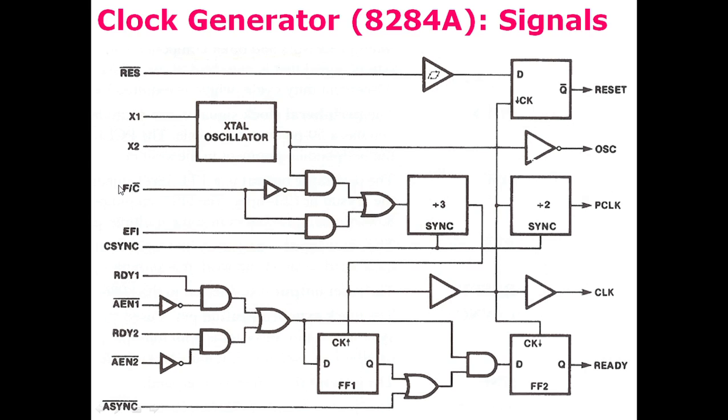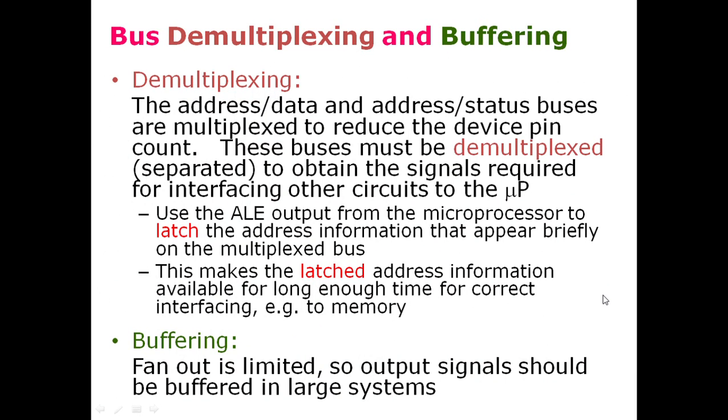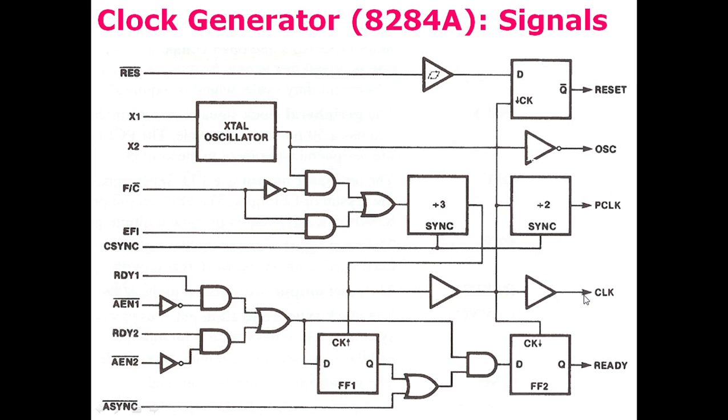So when F is 1, the external frequency input is chosen. When this input is 0, then the crystal input is taken, and this clock synchronization input is connected to 0 when the external frequency input is not used, as we saw on the previous slide. Okay, so when the signal is received, this is divided by 3, and then passed through a buffer and connected with the clock output, and this clock is given as an input to the microprocessor that we saw on the previous slide.